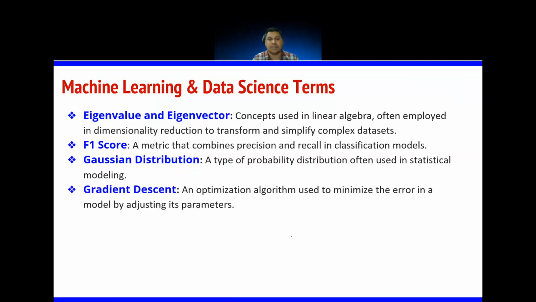Gradient descent, the same thing which we have already seen. It's an optimization algorithm which is used in optimizing the parameters of a given ML model. So this is one technique. We have seen an example of how we try to optimize a linear regression model using the gradient descent technique.